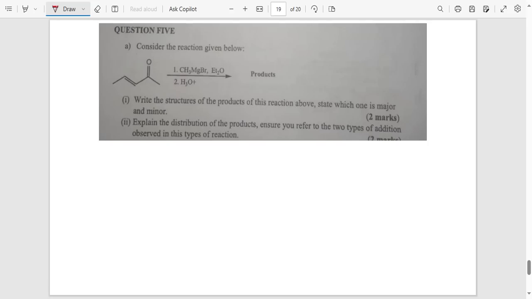Consider the reaction given below. Write the structure of the products of this reaction. State which one is major and minor. So for this one, we are using the Grignard reagent.